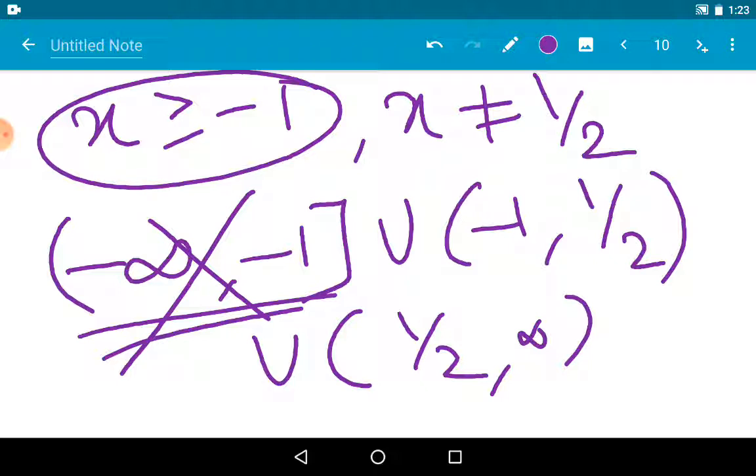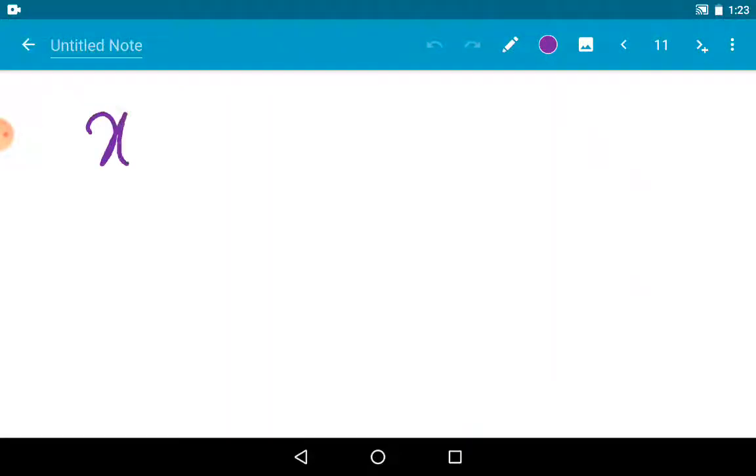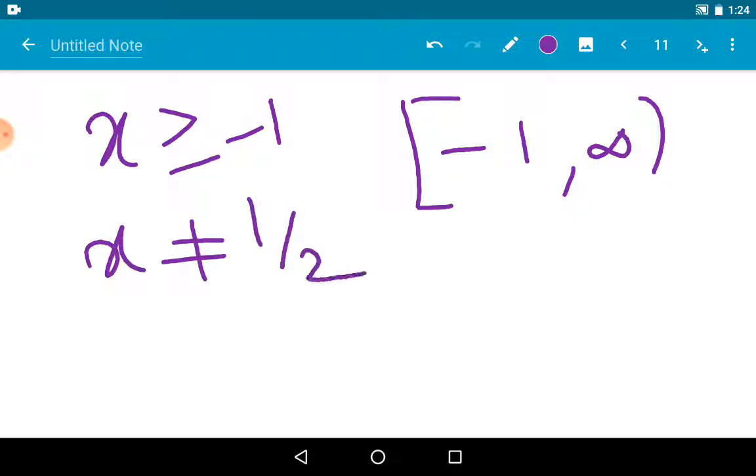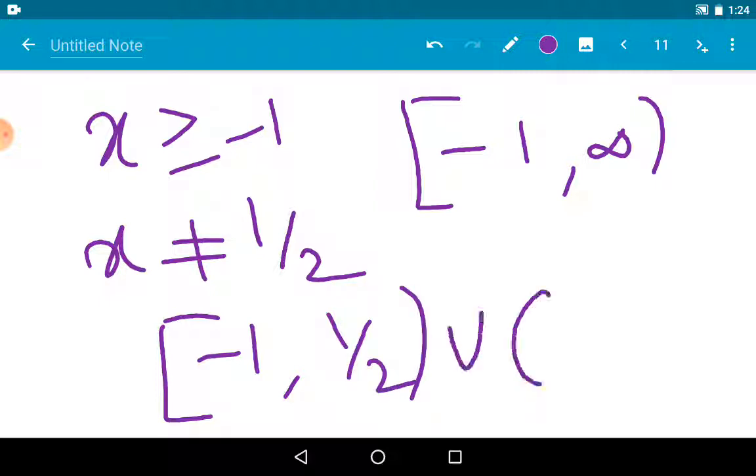So the value will be x greater than or equal to minus 1, so it should be minus 1 to infinity and x should not be equal to 1 by 2. So the domain will be minus 1 to 1 by 2 union 1 by 2 to infinity.